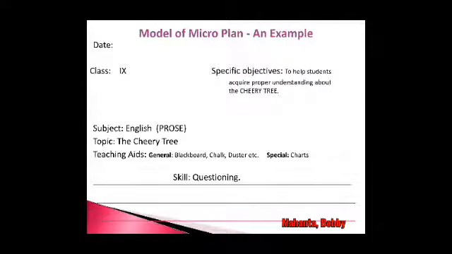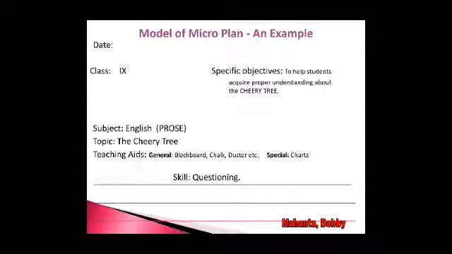It is to help students acquire proper understanding about the cherry tree. It is an English portion. So the topic on cherry tree the teacher intends to take. So that's the specific objective. So the subject is English prose. The topic is the cherry tree.